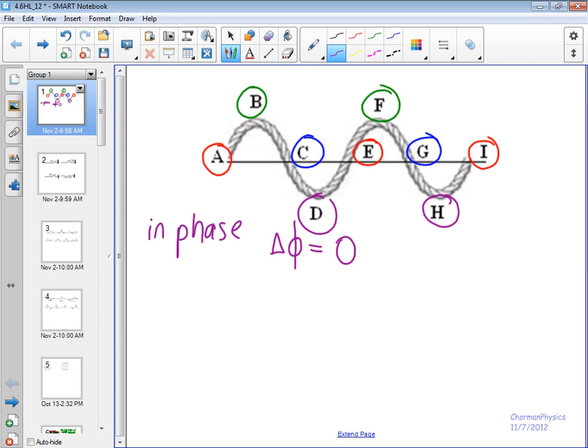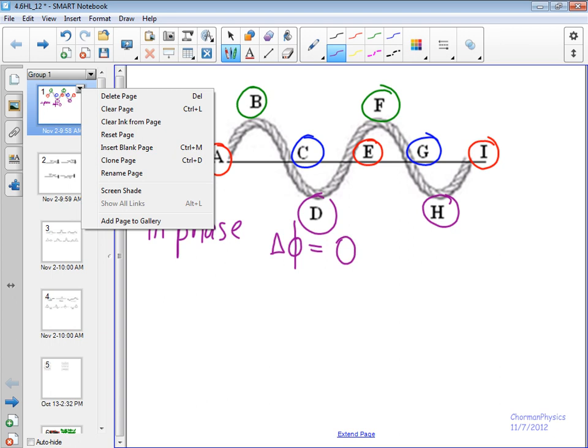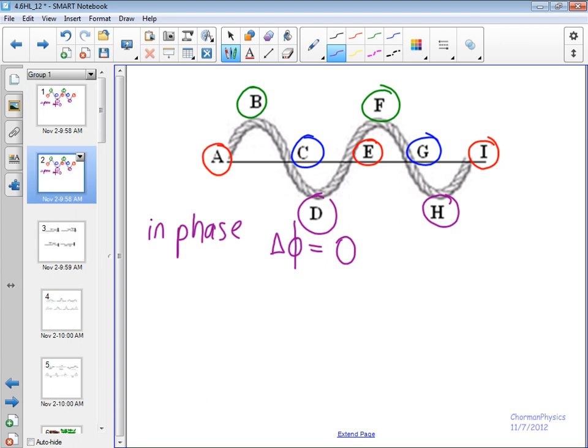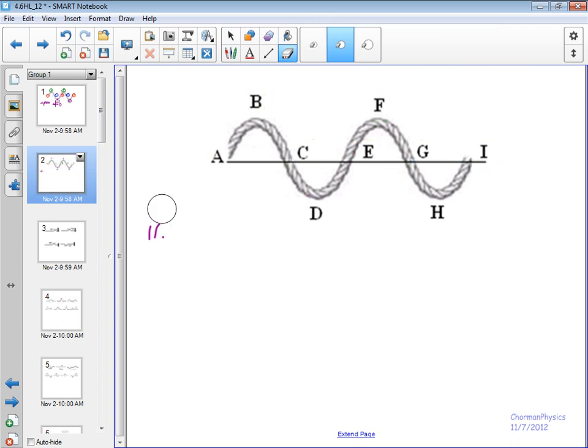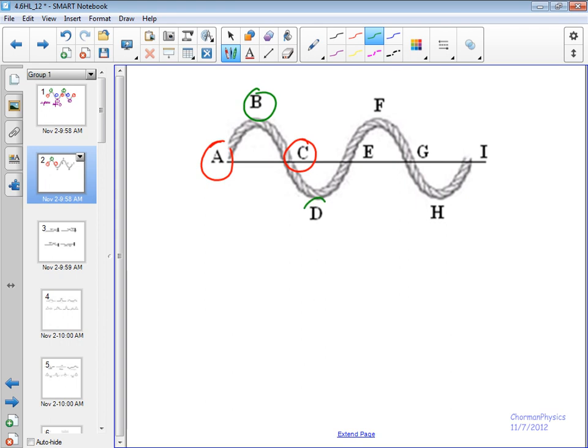All right. For the points that are completely out of phase, though, I'll just clone this page here. There we go. And the points that are completely out of phase, in this case, are going to be A and C, and B and D. And let's see here, what else? We could also say F and H. We could also say, actually, that we'll go with A and G here as well.